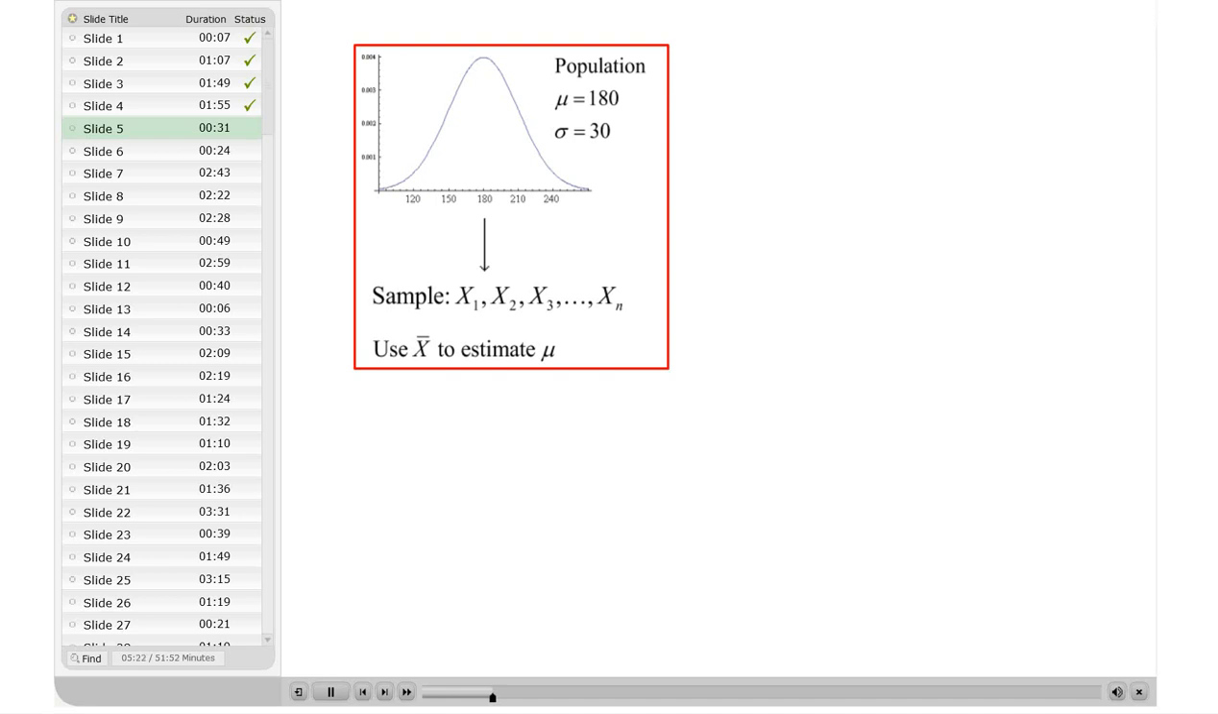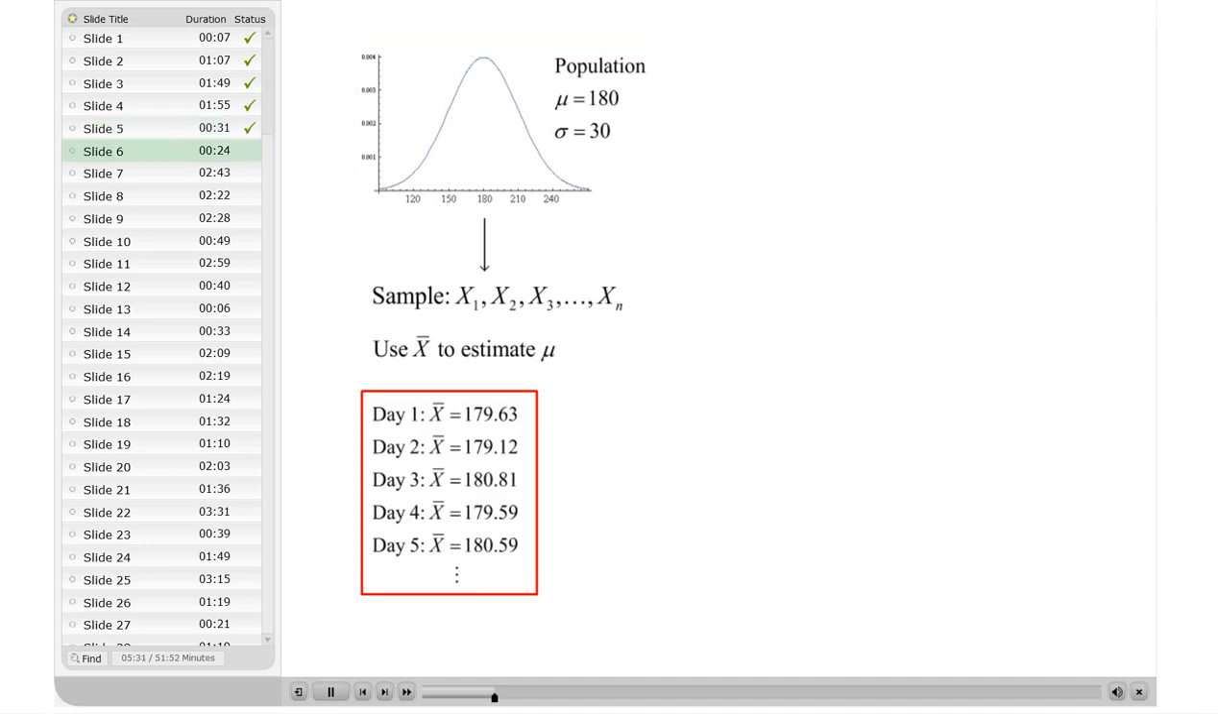And then I could do that again tomorrow. I could take a new sample of size 2000, write that number down. Then I could do that the next day and the next day. Well, I actually did this using the computer that I was using to generate this data. I took a random sample of size 2000 from the population and I calculated the sample mean and I got 179.63. Then I took another sample of size 2000 and I did the same thing, but this time I got 179.12, and then I kept repeating this process a few more times.